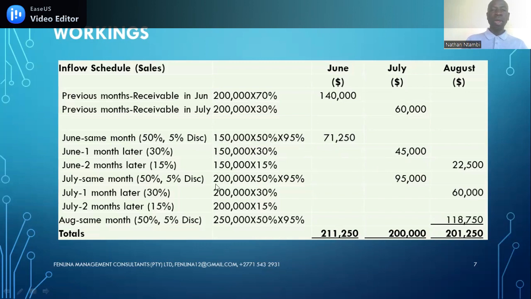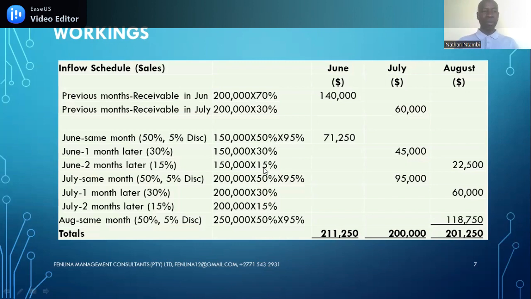The June sales, 15% are going to be received 2 months later, meaning in August. It's going to be 150,000 times 15%, which is 22,500. If you add 50% plus 30% plus 15% it gives you 95%. And the difference of 5%, which we are not showing here, is the bad debts which are not going to be recovered.